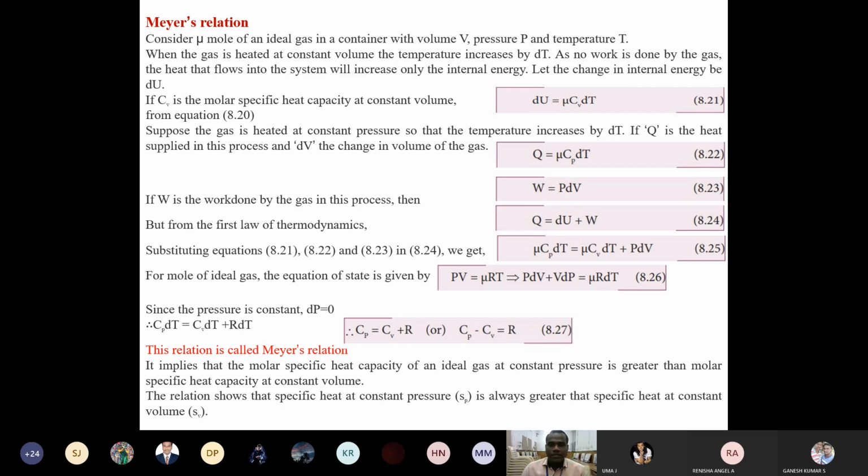Then we have Mayer's relation. What is Mayer's relation? Consider mu moles of an ideal gas in a container with volume V, pressure P, and temperature T. When the gas is heated at constant volume, the temperature increases.